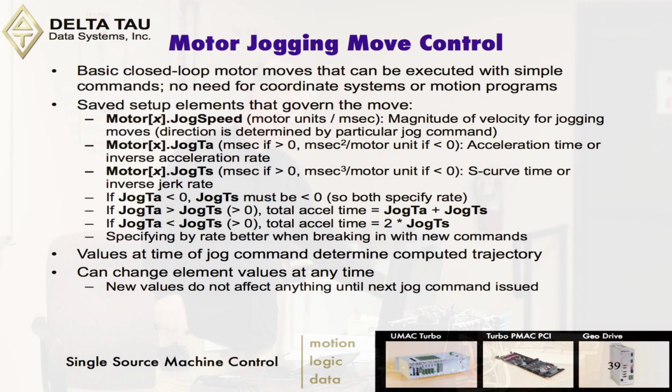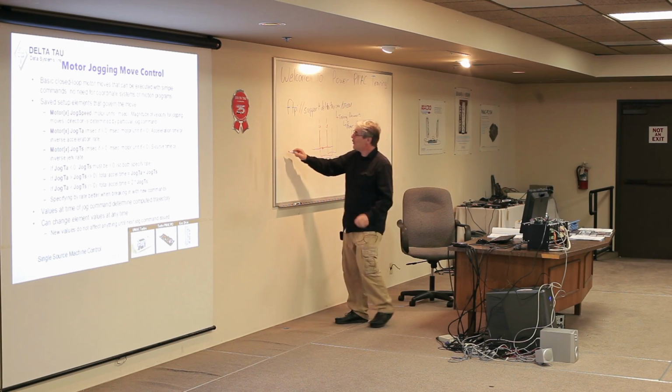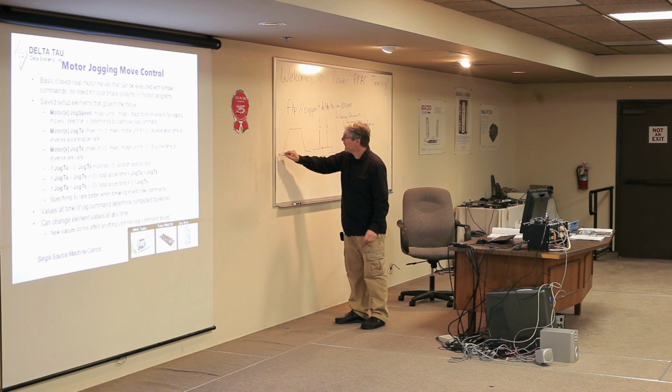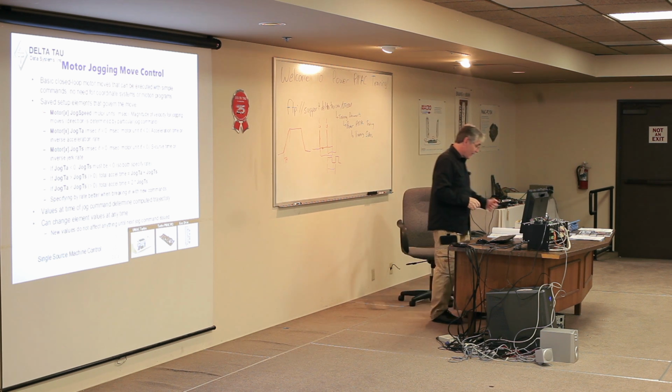Motor jogging move control commands. So we have things like Motor[x].JogSpeed, that's the jog speed of the motor. Motor[x].JogTa, that's the acceleration time for the motor. JogTs is the S-curve acceleration for the motor. So for moving a motor, there's acceleration, we're at constant speed, and it decelerates to a stop. That's the TA. It's also possible to have some S-curve on the motor. And that's what the TS is for.